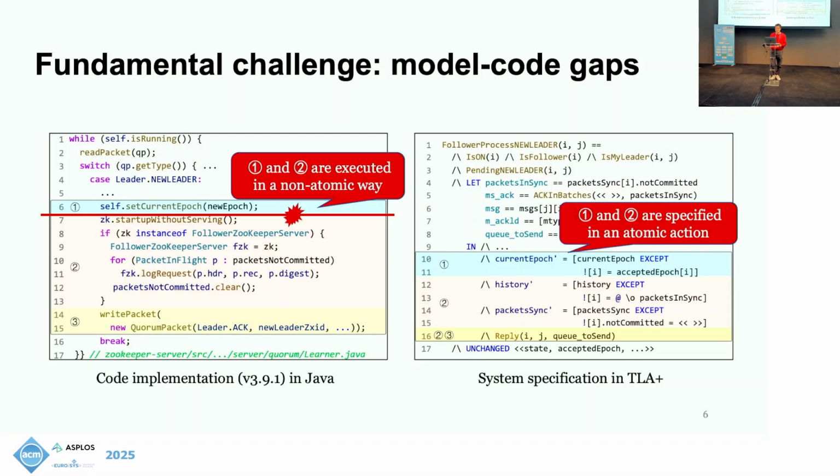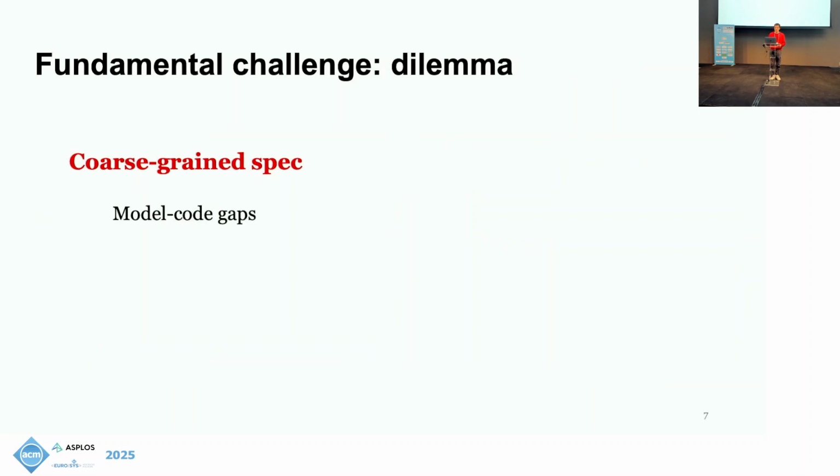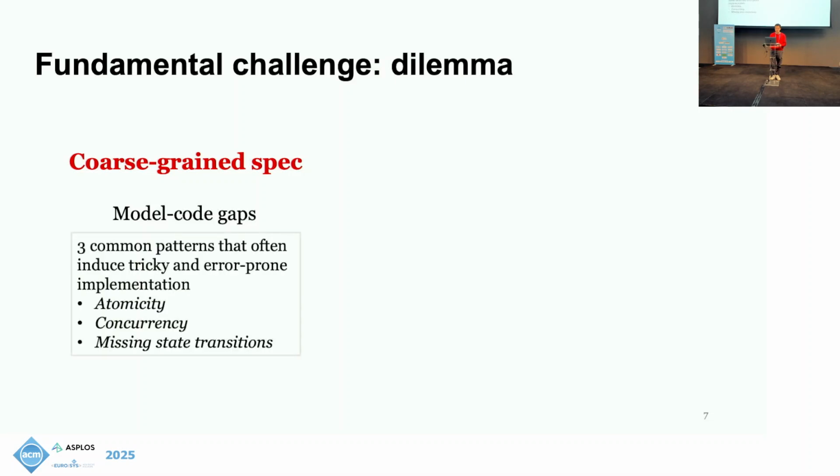In this case, if actions 1 and 2 are partially executed and then interrupted, the intermediate states will be missed in model checking. It is common that coarse-grained specs introduce model-code gaps easily. Consequently, model checking cannot capture subtle bugs whose manifestations are abstracted away from the model. We observe three common types of model-code gaps that often induce tricky and error-prone implementation: atomicity, concurrency, and missing state transitions. We find that model-code gaps are prevalent.